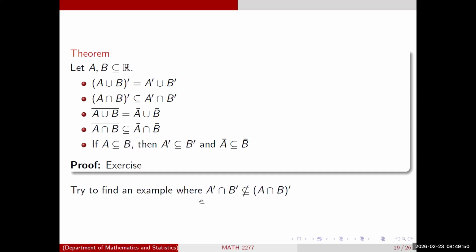Yeah, so I said try to find an example where this one is not a subset of this. I'm making reference with respect to the second one. You see the second one, you only get subset, which means that there's an example where A prime intersection B prime is not a subset of A intersection B all prime.